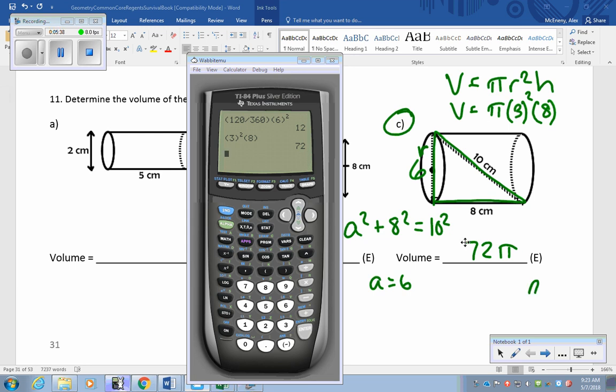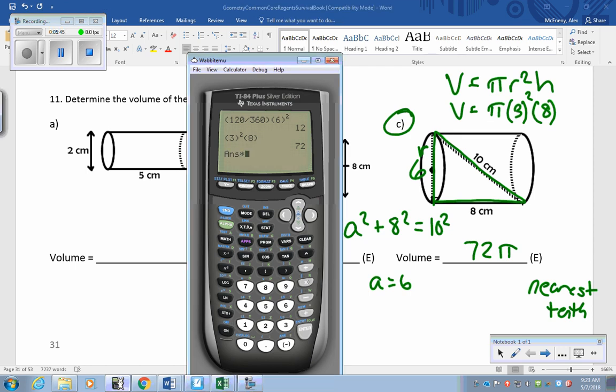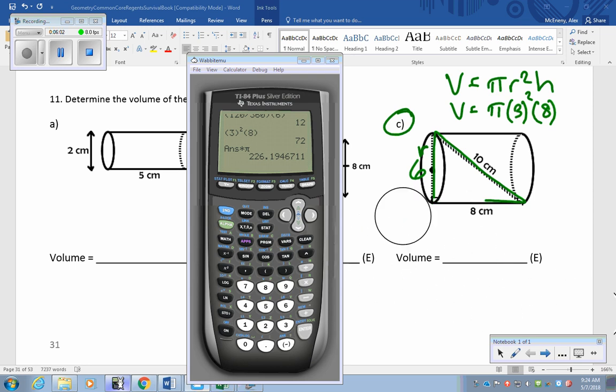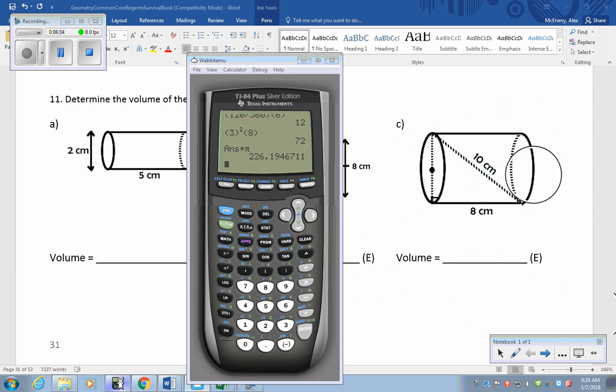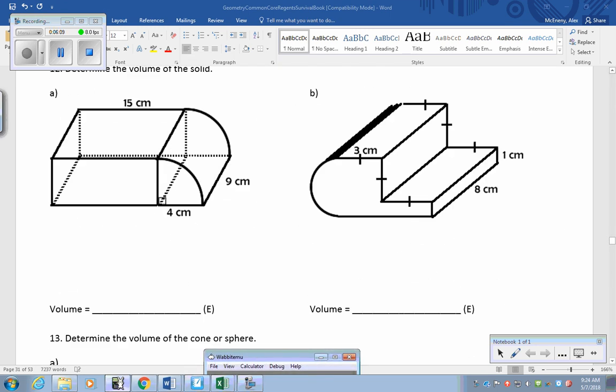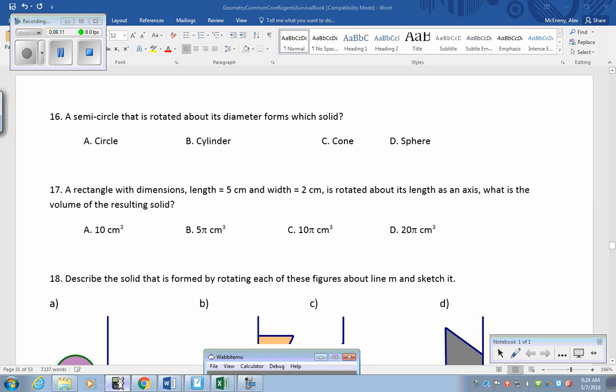If I wanted it to the nearest tenth, I'm going to have to throw in that pi. So if I take that answer and multiply the pi in, I could find an answer to the nearest tenth, which would be 226.2. So there are different ways they could ask for answers when you're dealing with circles, sometimes in terms of pi, sometimes to the nearest tenth. Now we're going to move on to some circle questions.